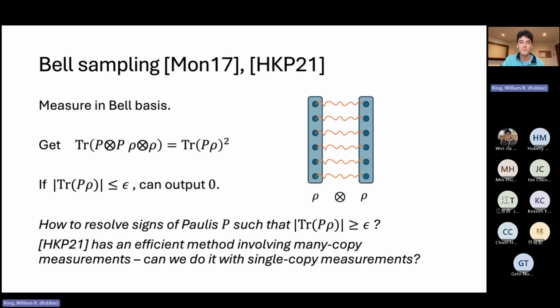Oh yeah, I should say that this paper by Huang, Kuo, and Preskill also has a way of resolving these signs, but it is not triply efficient in the sense that it involves highly entangled measurements on many copies. So that's the main dimension that we need to improve in our work.